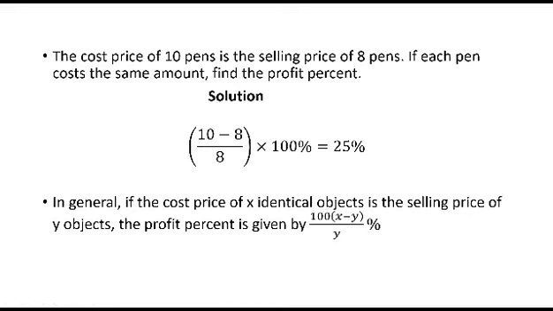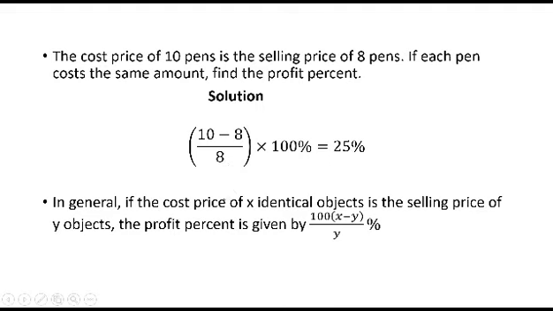Here's yet another one. The cost price of 10 pens is the selling price of 8 pens. If each pen costs the same amount, find the profit percent. You find that this is simply 10 minus 8 over 8 times 100%, you have 25%.